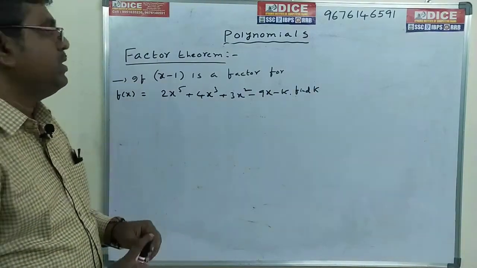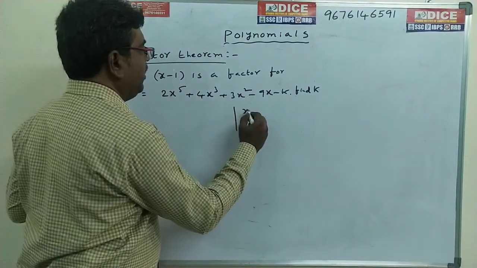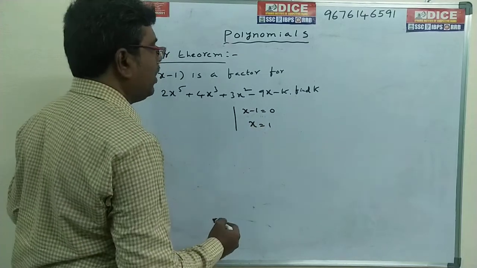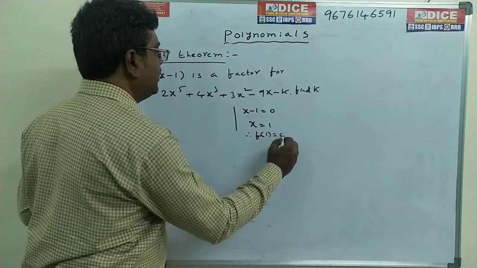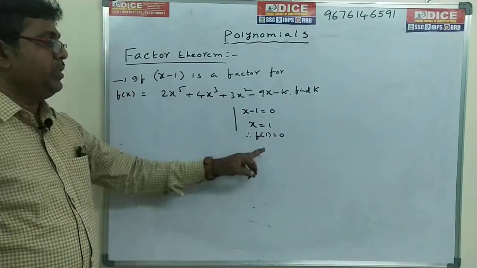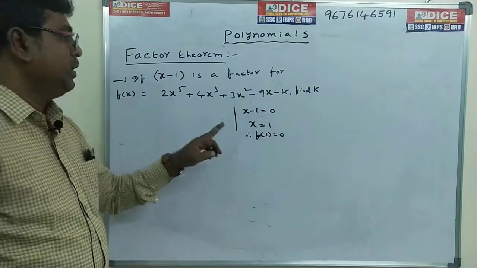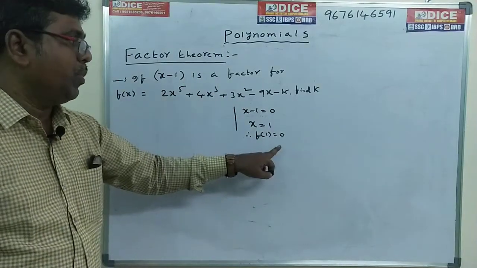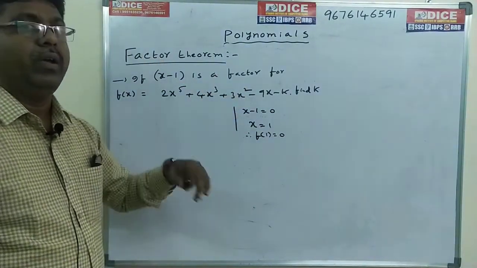Which is the factor here? X minus 1 is a factor. X minus 1 is equal to 0, x is equal to how much? 1. X is equal to 1, therefore f of 1 is equal to 0. This is the condition. So first of all x minus 1 is equal to 0, x is equal to 1. Substitute this value in the function and it is equal to 0. That is important. Factor means compulsorily it is equal to 0.